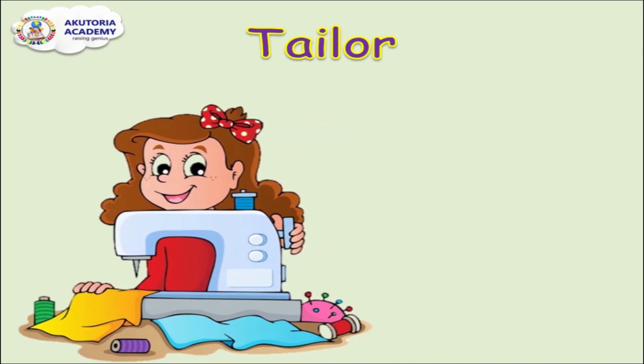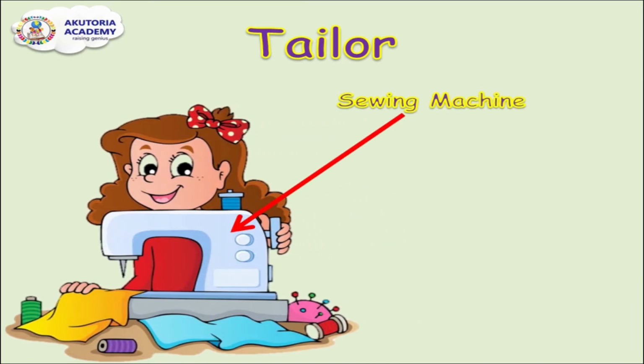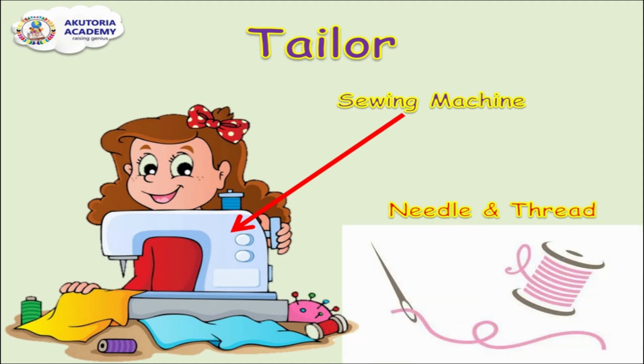The tailor uses the sewing machine to sew our clothes and dresses, and she also uses the needle and thread. Like if you look at the sewing machine right now, you can see it has one needle attached to it and it also has a thread on it. So the tailor uses the sewing machine. She also uses needles and thread to sew our dresses.